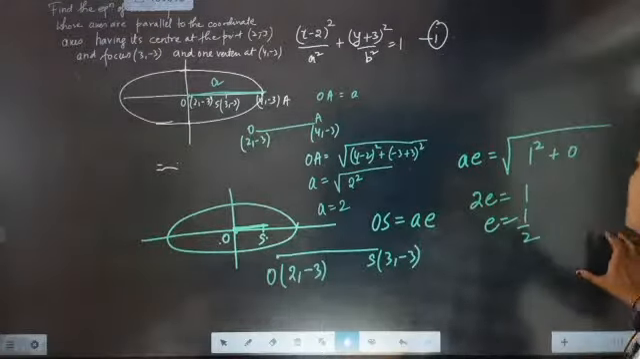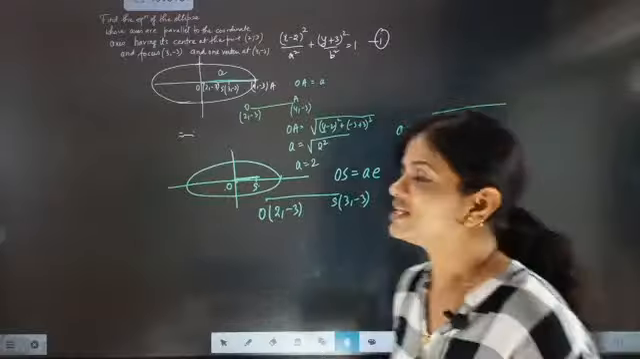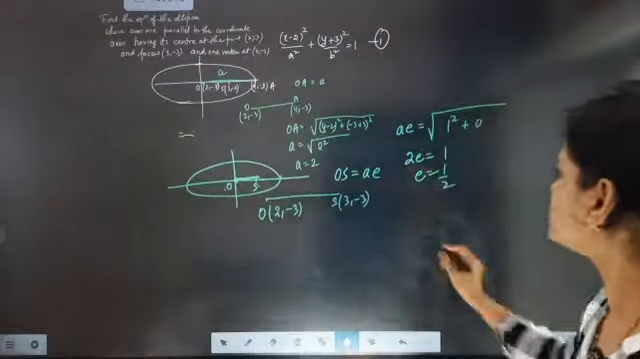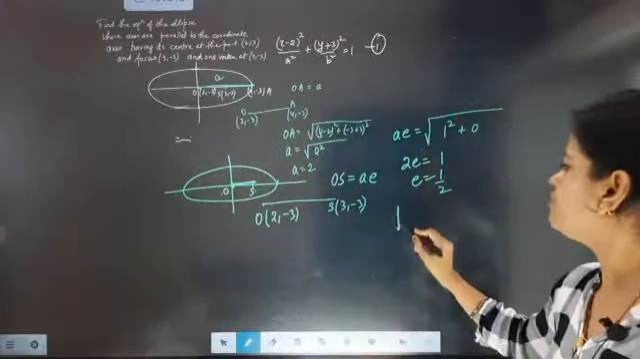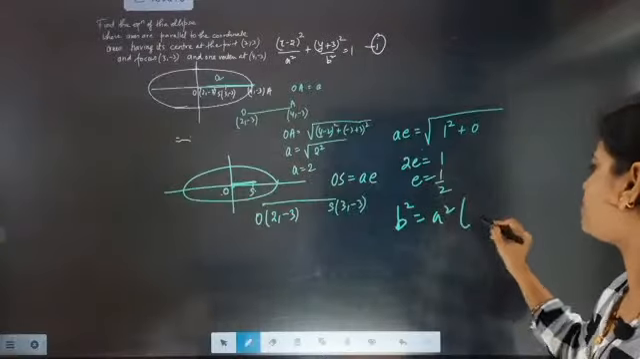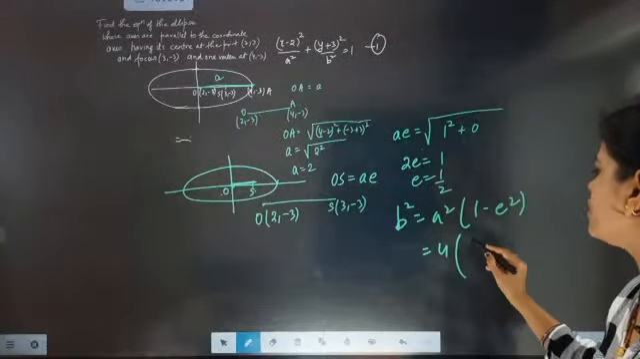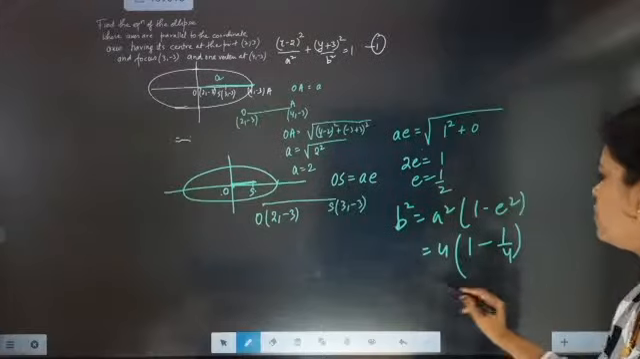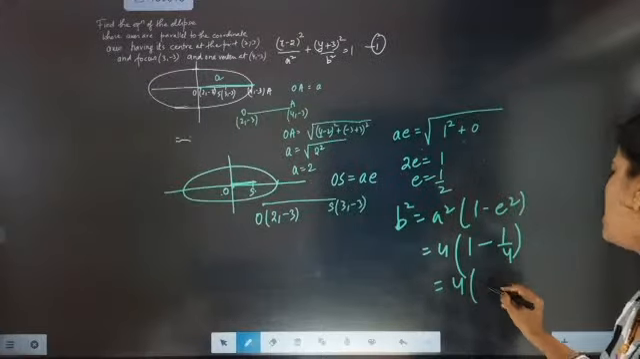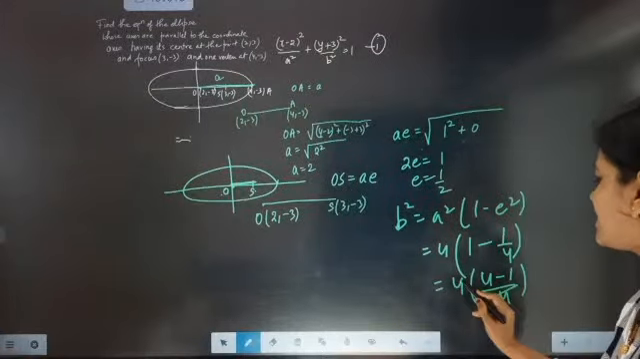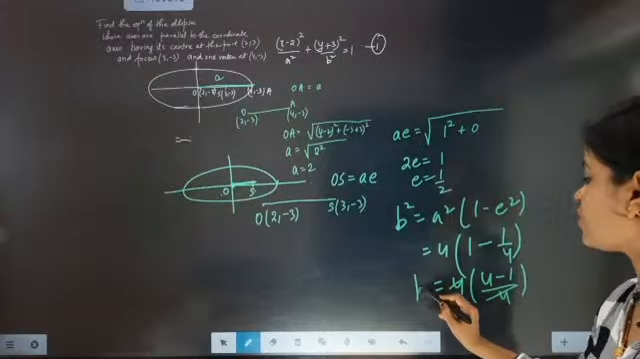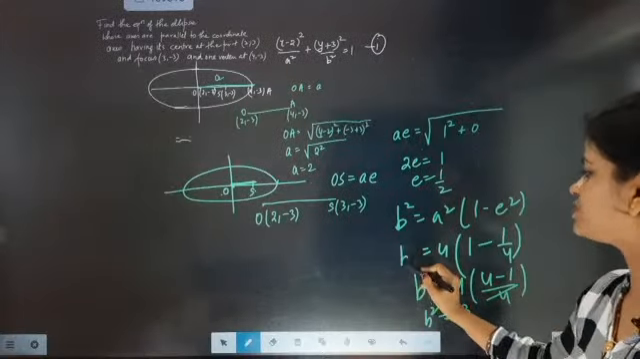After that we are not going to waste our time, because we know that the ellipse is resting on the x-axis. So directly use this formula: B square equals A square times (1 minus E square). A is 2, so A square will become 4. So 4 times (1 minus 1 by 4), which gives B square equal to 3.